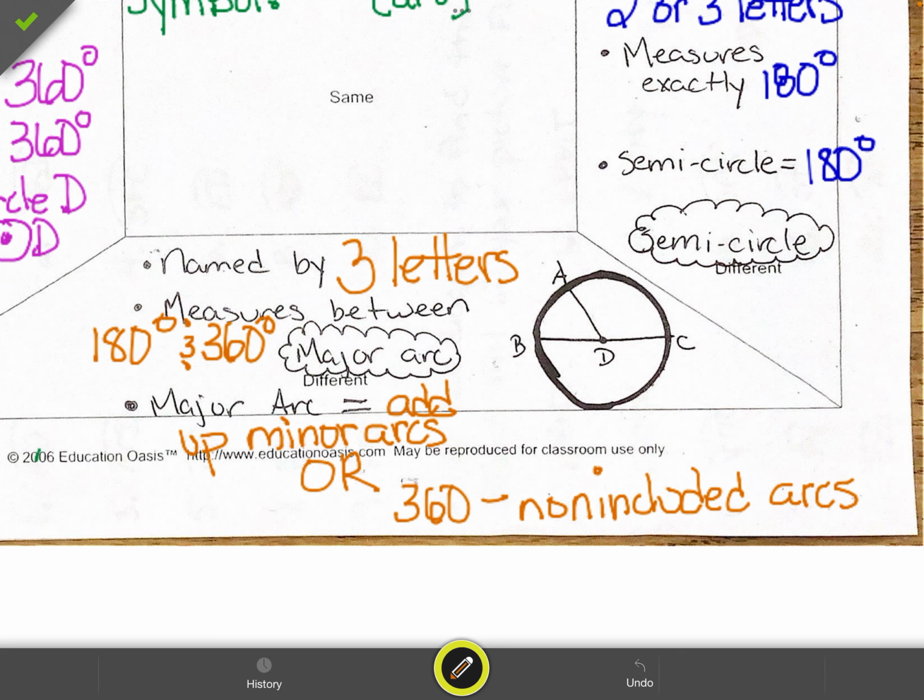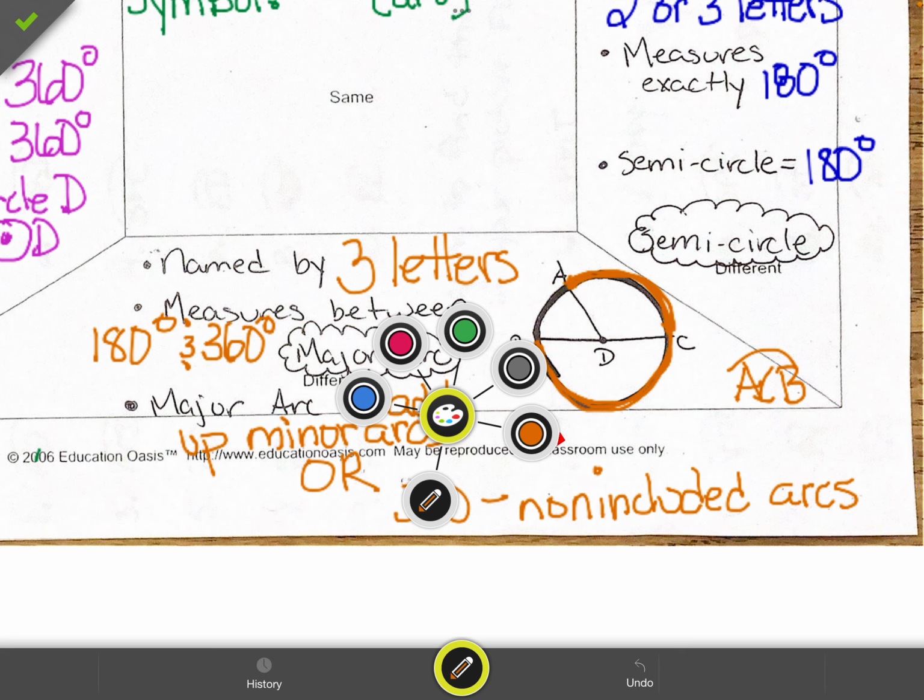There are 2. So let's say I start here at A, go around to C, and keep on coming down to B. Okay, so we're looking at this piece in orange. Clearly that's more than half of a circle, so we call that a major arc. So it's arc ACB. You have to go in that order because A to C to B explains how you're going to go around your circle. Now, the other major arc is, change colors here.